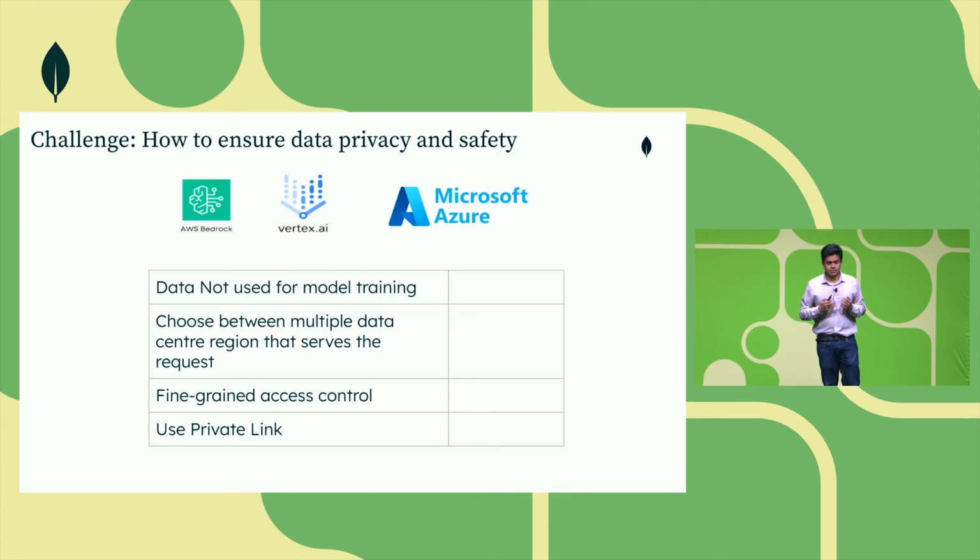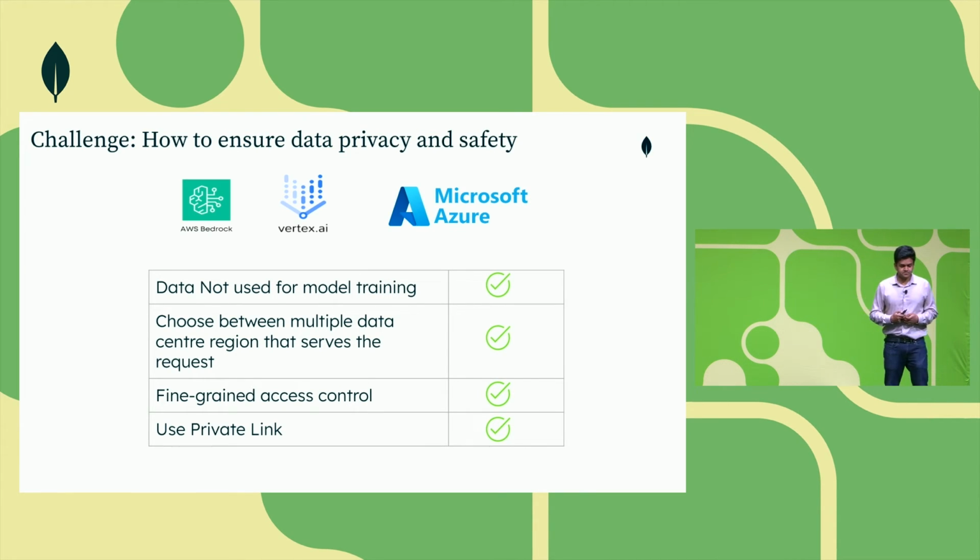The second piece is how do you ensure data privacy. If you have an enterprise use case, you really care about things like having guarantees that your data is not used for model training, being able to choose multiple data centers, fine-grained access control on who gets access, and being able to use things like Private Link. So AWS Bedrock, Vertex AI from Google, and Microsoft Azure are the kind of enterprise-ready platforms that we provide for a use case.